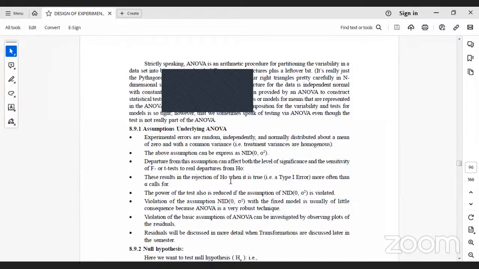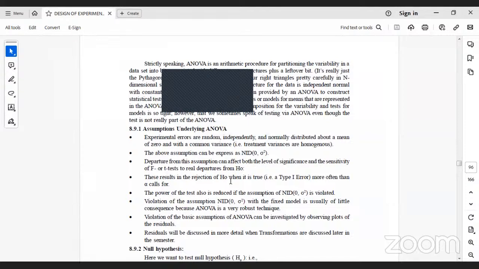The result is rejection, the type 1 error. Already I told you, if true is accepted, all is correct; rejecting a true hypothesis is the type 1 error. So here also the rejection, the type 1 error, occurs more often than alpha. The power of the test is also reduced under violation of the assumptions.